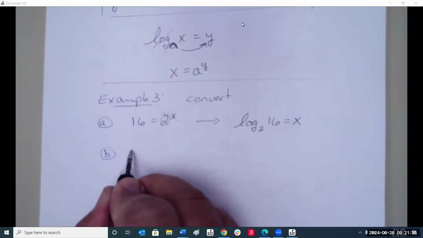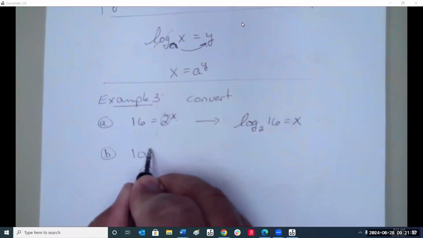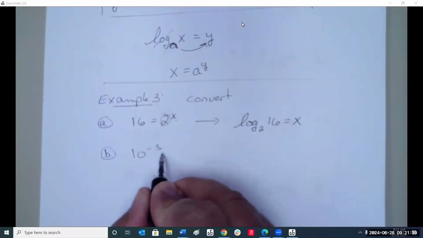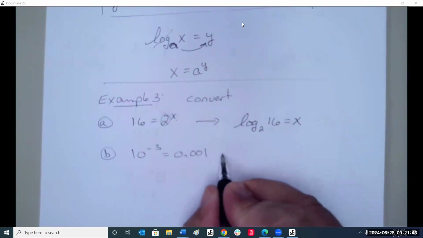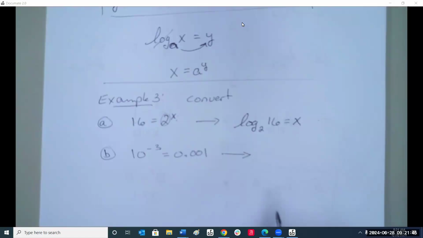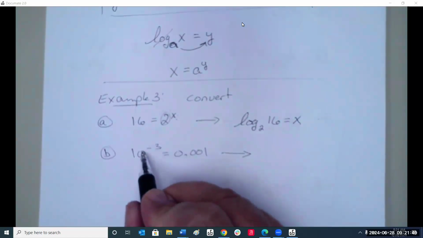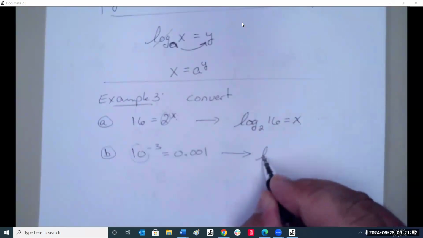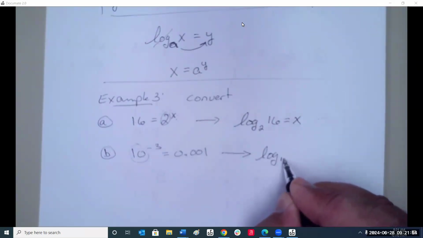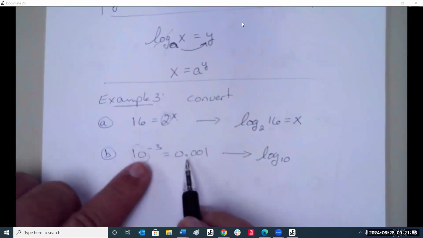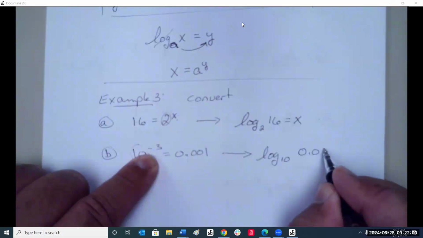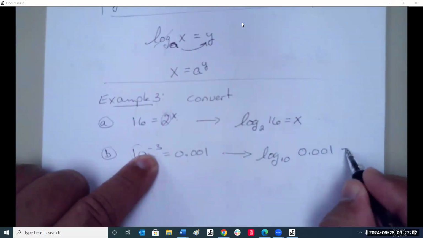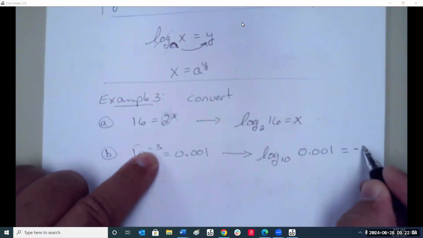B, 10 to the power negative 3 equals 0.001. Converting that to logarithm, this is the base, so it's log base 10. And you switch these two. Log base 10 of 0.001 is equal to negative 3.